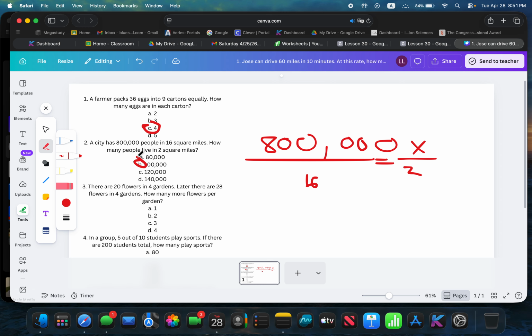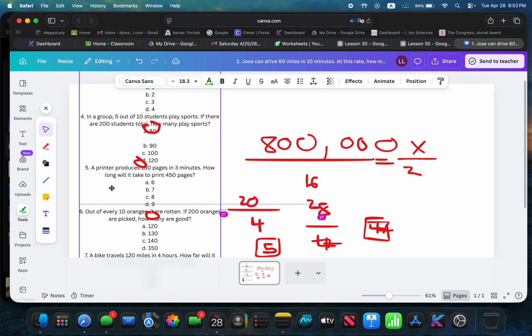There are 20 flowers in 4 gardens. How many flowers per garden? So here, just total 5. Oh, I'm sorry, this is supposed to be 4. I did the math in my head. So what's the difference? Because how many more flowers are there? It's 2. That's the difference.